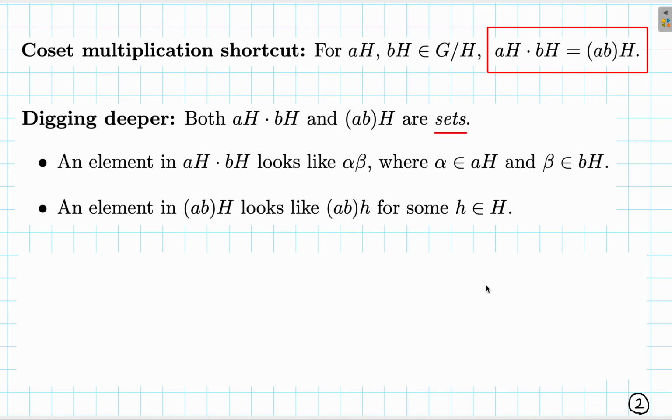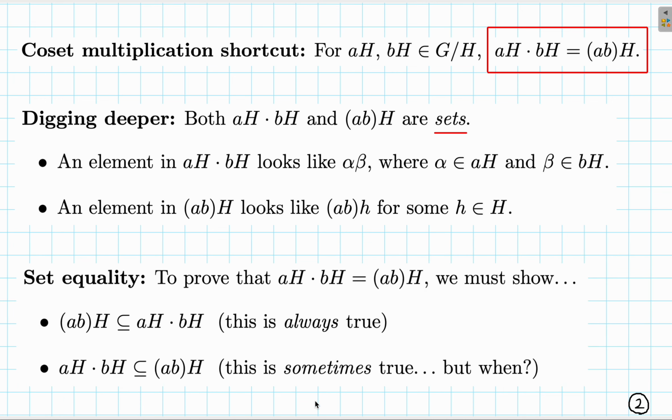Now, to prove the set equality, which is needed for the coset multiplication shortcut, we have to show both inclusions. So first we need to show that the coset ABH is a subset of AH times BH. And we've already seen that this is always true. But it's the other inclusion that's a little more tricky. AH times BH is a subset of ABH. This is sometimes true, but the question is when. And that's a big goal of today's lesson. When does this second inclusion hold?